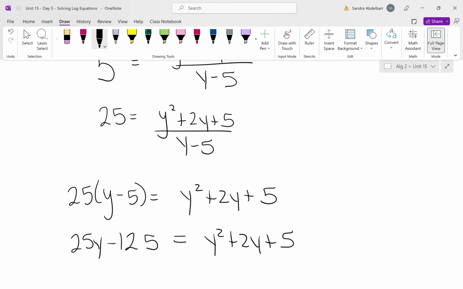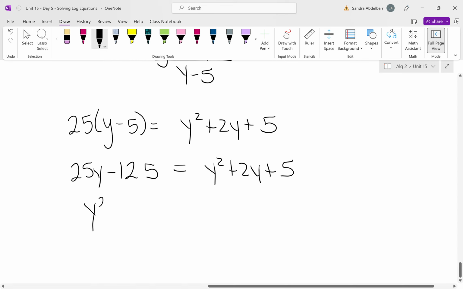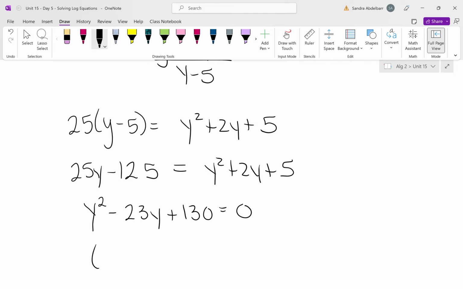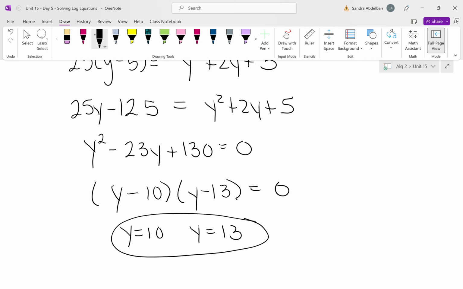And what am I going to have to do now? Set it equal to 0 so I can factor. So we have y squared minus 23y plus 130 equals 0. So we are at y minus 10, y minus 13 equals 0. Y equals 10, y equals 13. I believe they both work. All right, we're done. No way, Claudia, you got it?